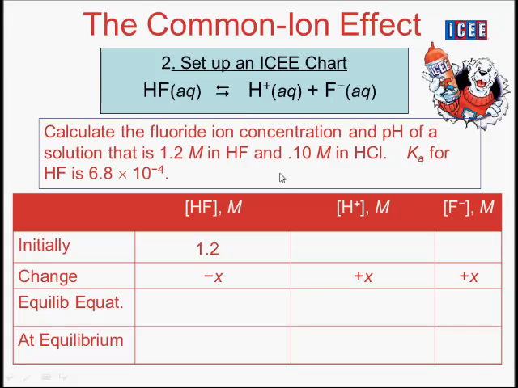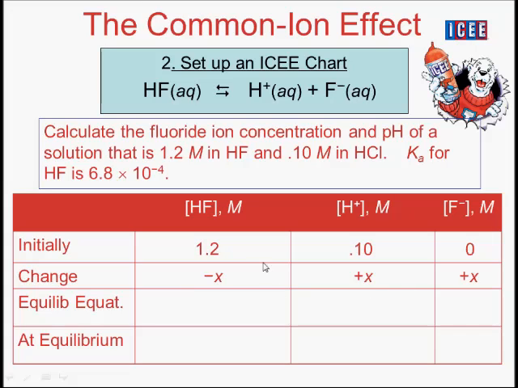However, in this problem, there's another source of hydrogen ions. So none of the hydrogen comes from the HF initially, but I've got 0.1 molar HCl to begin with, and since that is a strong acid, that means I'm going to have 0.1 molar of hydrogen ions. So I'm going to write that in as my initial. That's where this is a little bit different than our other problems, because without the HCl, this would have just been 0, but we are adding the 0.1 molar HCl. Now my fluoride still is 0 because that's coming when this dissociates, and initially none of it has dissociated.